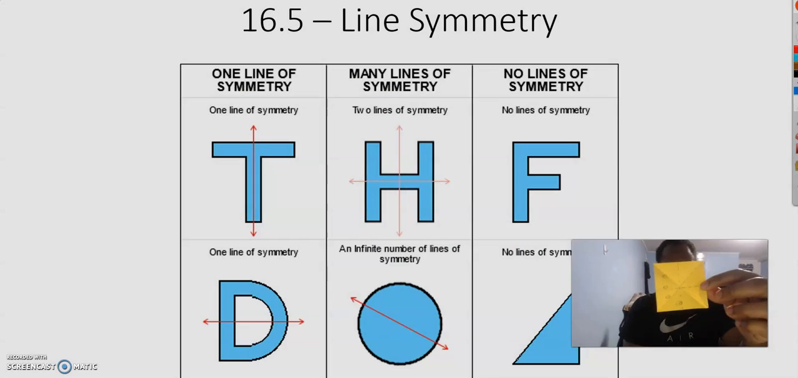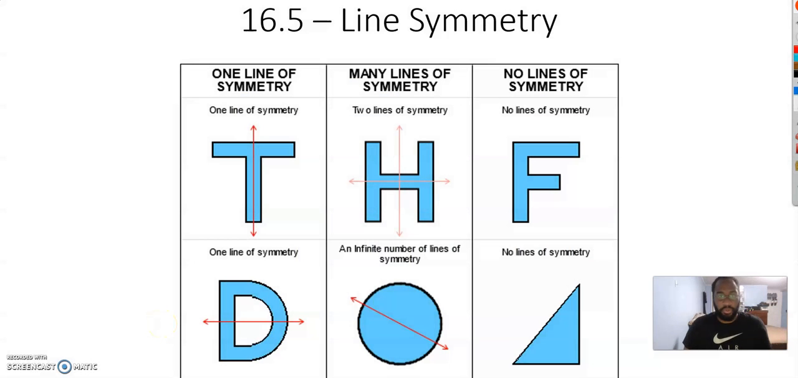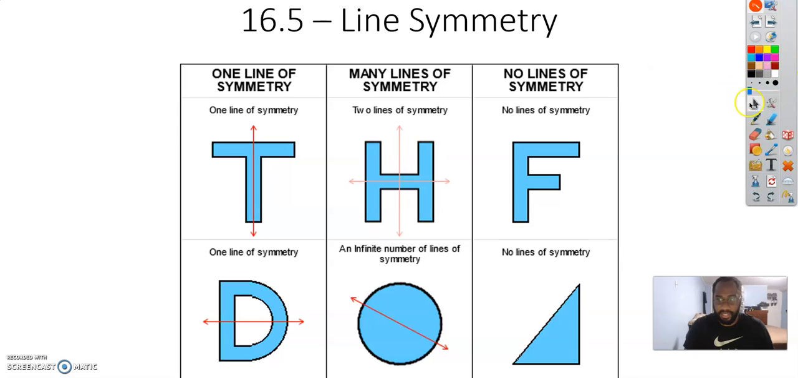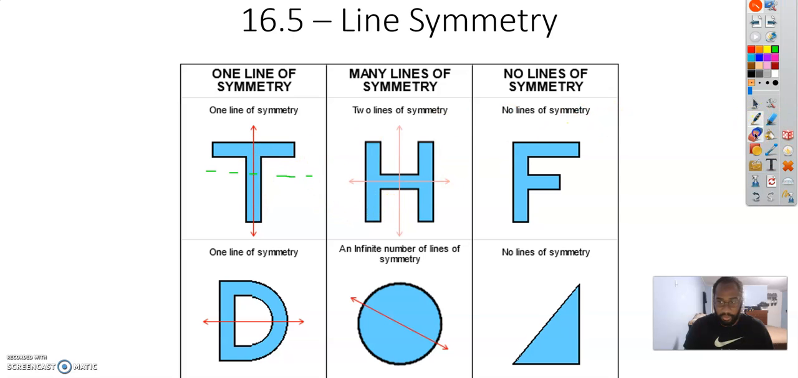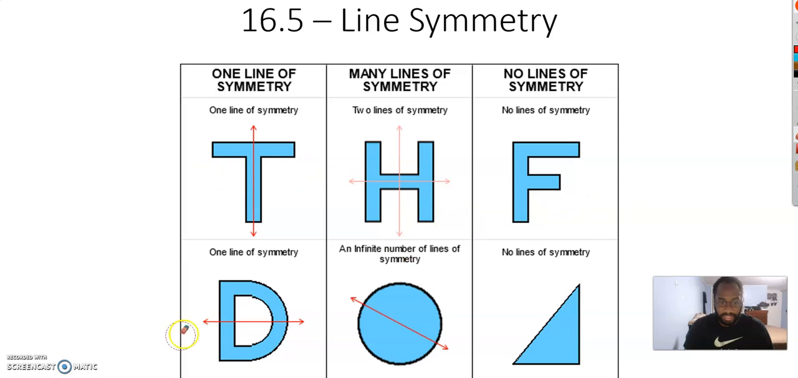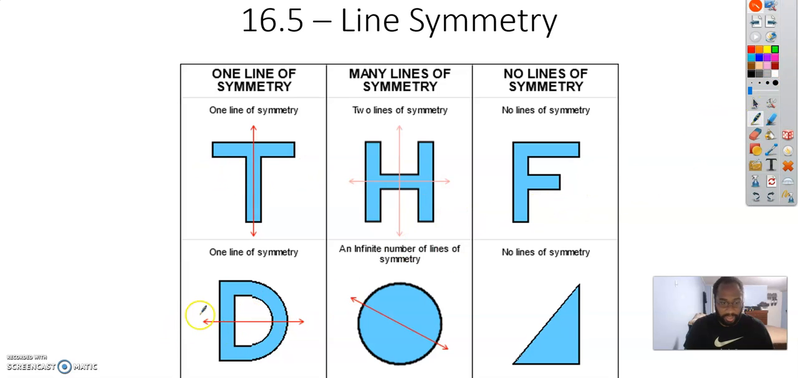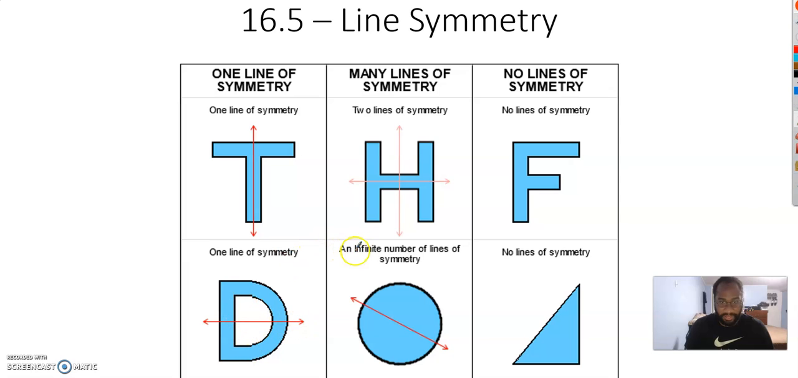All right. Now, the letter T here has one line of symmetry. You can't put a line here because it won't be equal on both sides. So it's only one line of symmetry for the T. The D, same thing as well. Only one line that will look equal on both sides. H has two lines because you can split it horizontally and vertically, and it'll be the same on both sides.